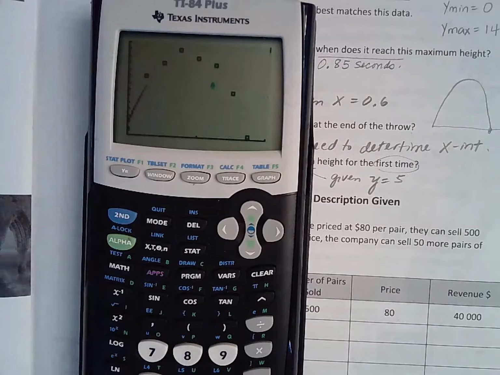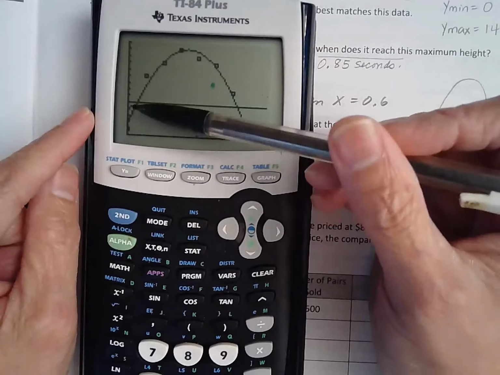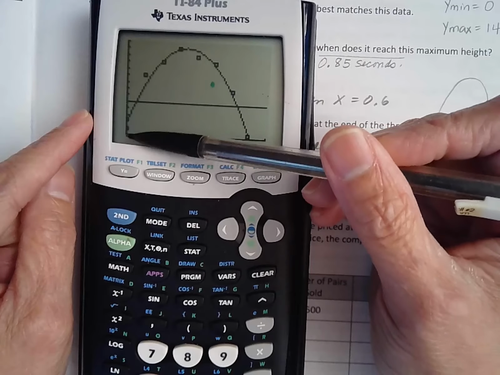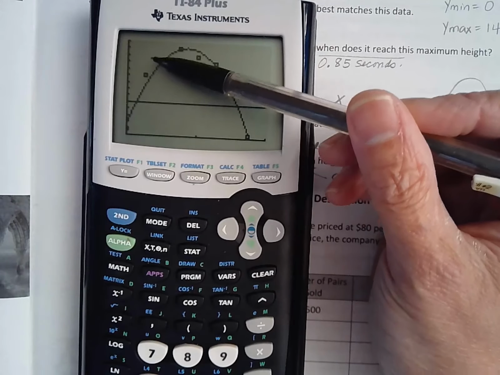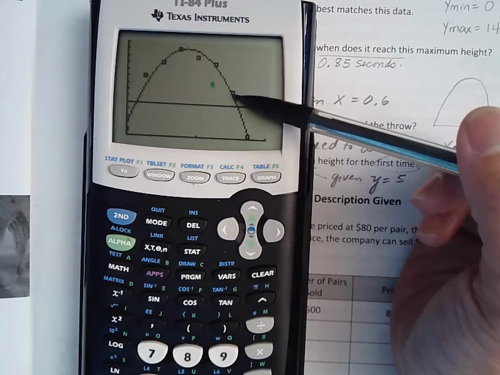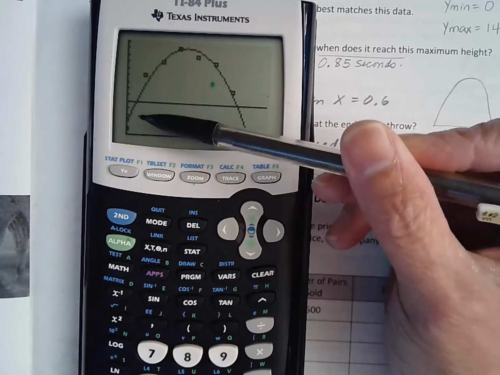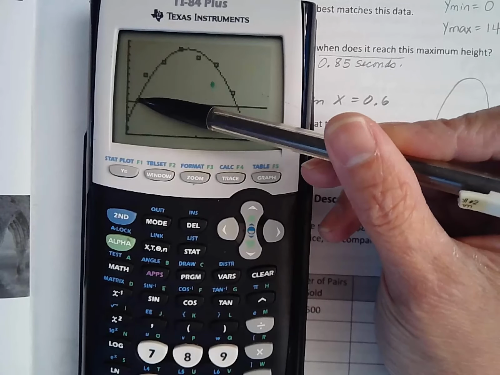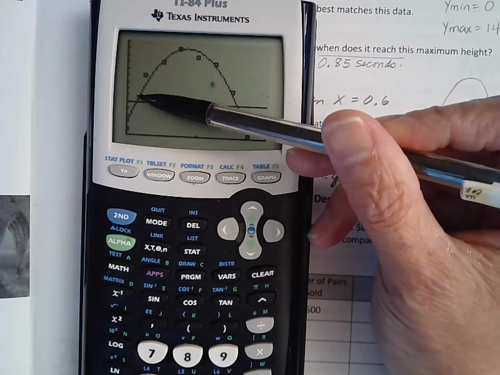Press graph. Now you're going to get this line in here. This is the first time. As it's going up, it's going to reach the 5 meter mark, right? And it's going to keep going up, then fall down, and hit the 5 meter mark on the way down. So this is the first time it hits the 5 meter mark, and this is the second time. So we have to find this one.